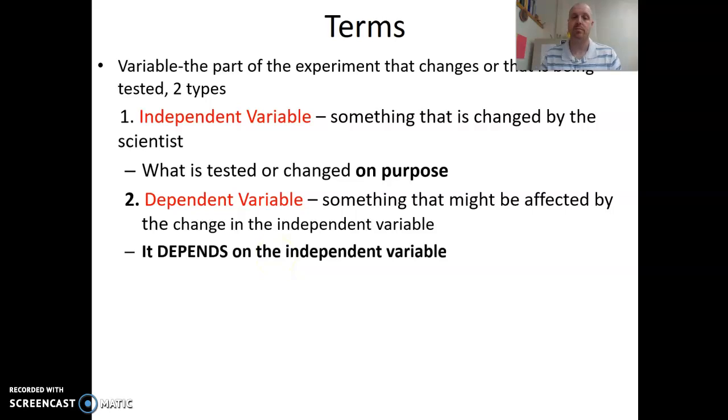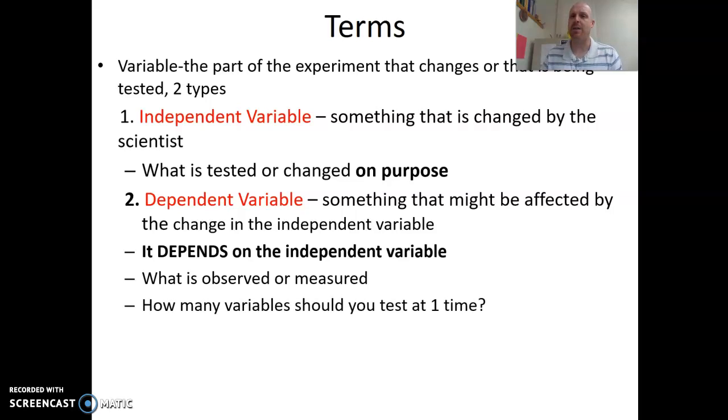Okay. Again, here it is, it depends on the independent variable. The dependent variable is also what is observed or measured. This is the result of the experiment. This is what we're checking to see whether or not our hypothesis is correct, what the change did.